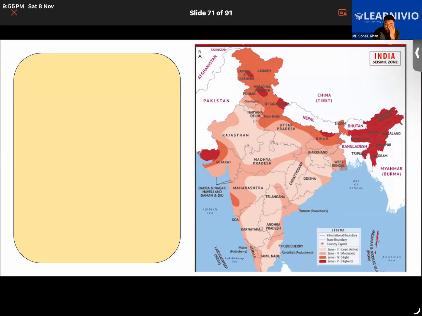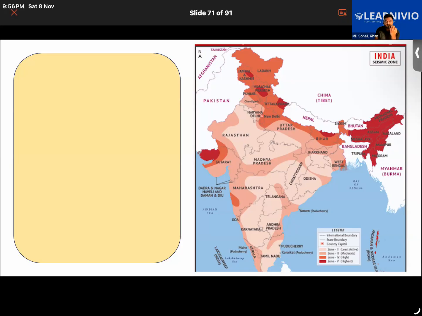Okay, so the one in very light color over here, that is faded, are actually the least active zones. While the one in the darker red color, like you can see the Kutch region of Gujarat over here, parts of Jammu and Kashmir, parts of Himachal Pradesh, Uttarakhand, the whole of northeast India, and some upper parts of Bihar too, they are lying in zone 5, meaning that they are more likely to be hit by an earthquake. Understanding, everyone? Yes, sir. Okay, no? So that is the thing.